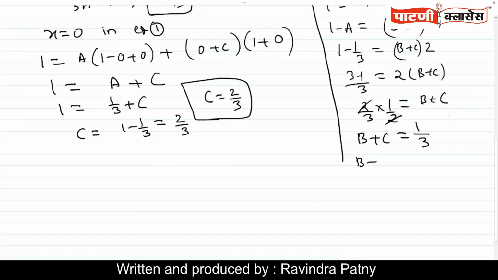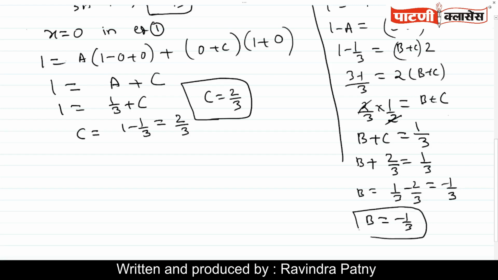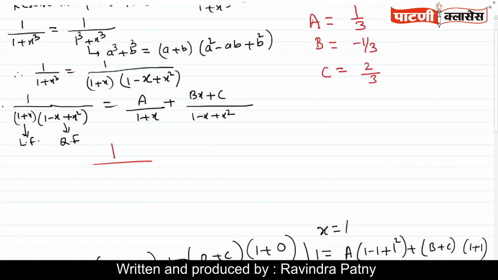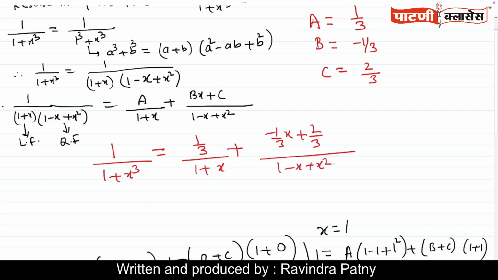Now putting the c value, what is the c value? The c value is 2 by 3. So putting the c value 2 by 3 here, b plus 2 by 3 equals 1 by 3. So b equals 1 by 3 minus 2 by 3 equals minus 1 by 3. Therefore, the b value equals minus 1 upon 3. Therefore, 1 upon 1 plus x cube equals 1 upon 3 divided by 1 plus x, plus minus 1 upon 3 x plus 2 by 3 upon 1 minus x plus x square.